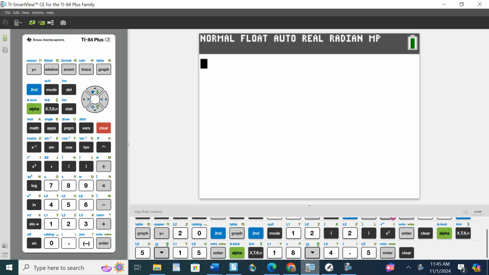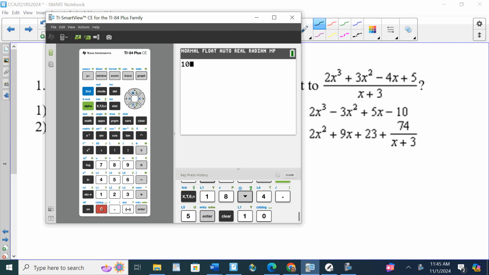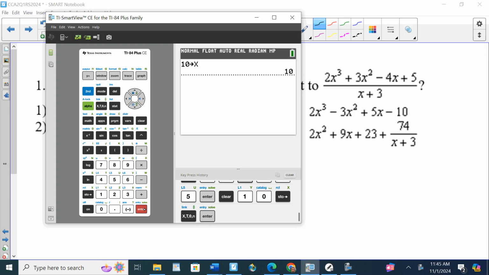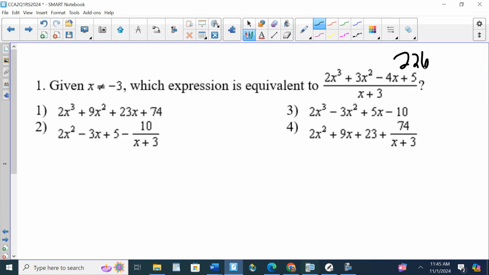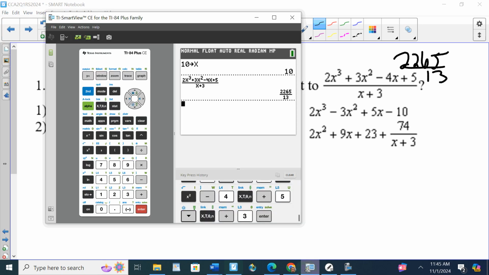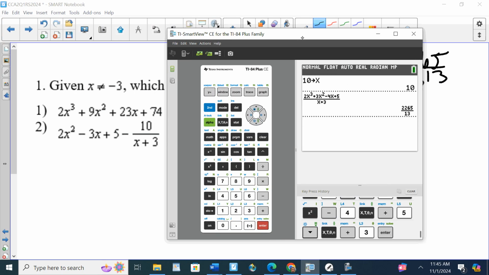The most efficient way to do this is to store a value for x, type in the original problem, 2x cubed plus 3x squared minus 4x plus 5 over x plus 3. 2265 over 13. Now I'm going to type in each choice. I'm just going to skip right to the right answer. I believe it was choice 2.